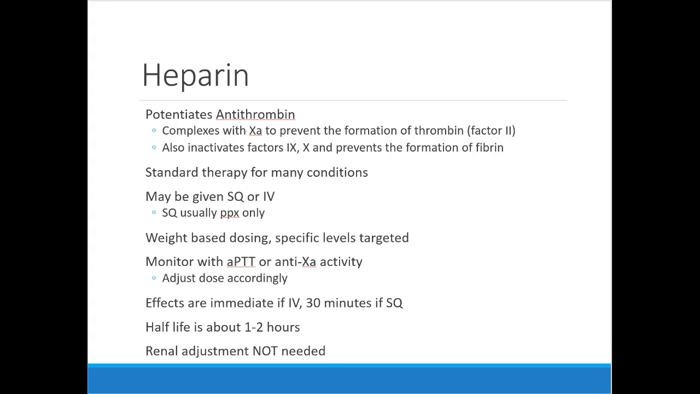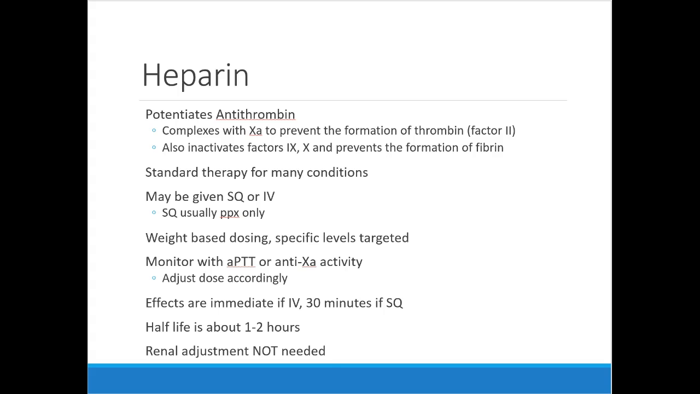So heparin's a very effective anticoagulant. Standard therapy for many conditions. It doesn't have a lot of contraindications either. You can give it sub-Q or IV. Sub-Q is usually given for prophylaxis only, but IV and sub-Q can both be used for therapeutic heparin. Sub-Q injections are a little bit tricky for therapeutic use because it's really high doses, and it doesn't necessarily absorb the best, and it can be frequently dosed, so it's not ideal, but it is fairly inexpensive. So we'll talk about that when we talk about DVT treatment.